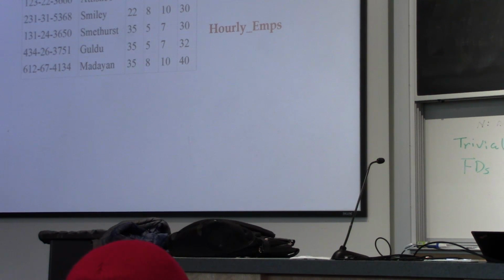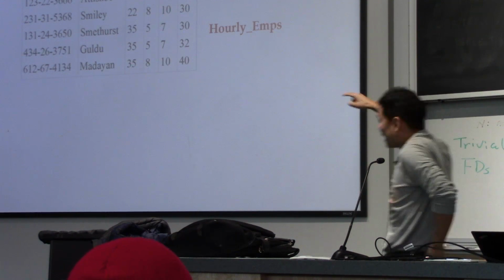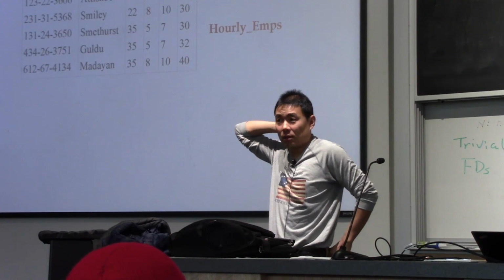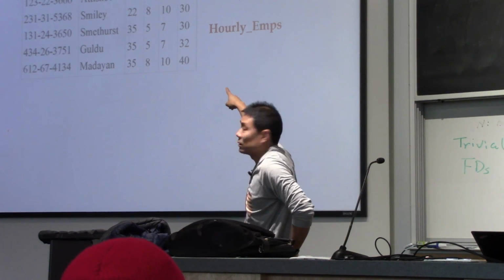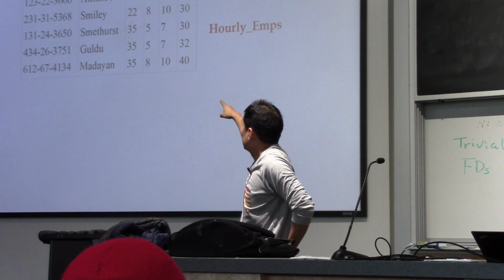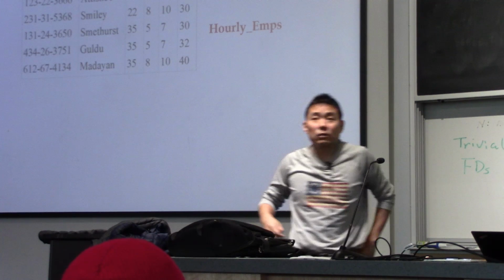So let's say we have R determines W. Look at this particular instance, do we have that? Yes, we have this, right? For all rating equal to 8, wage is 10. For all rating 5, wage is 7.